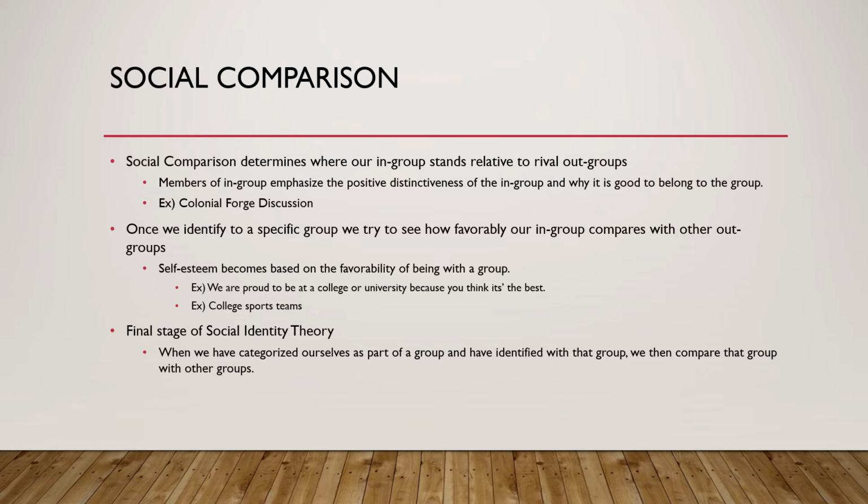And that's the same reason why things like college sports teams become so important to the landscape of the university, because oftentimes we are comparing ourselves to other schools, right? If you have a particularly good basketball or football team, you start to have bragging rights over your friends who may go to other schools where their teams are not as good, or vice versa. And again, this is the final stage. Once we have categorized ourselves as part of a group and identified with that group, we then compare ourselves to other groups.